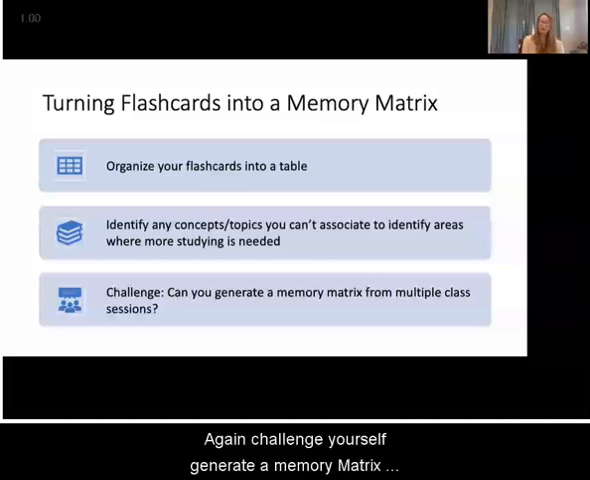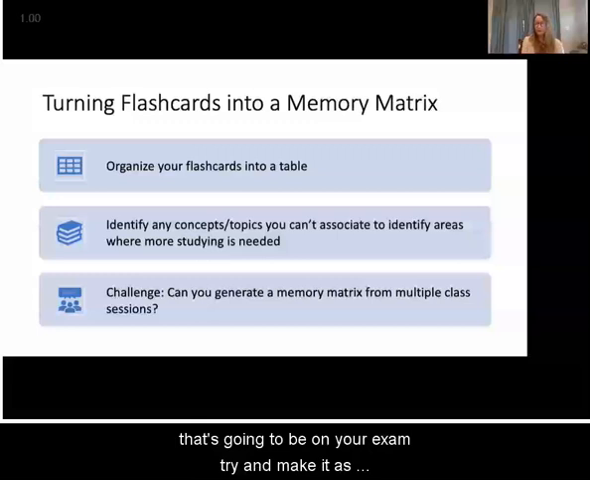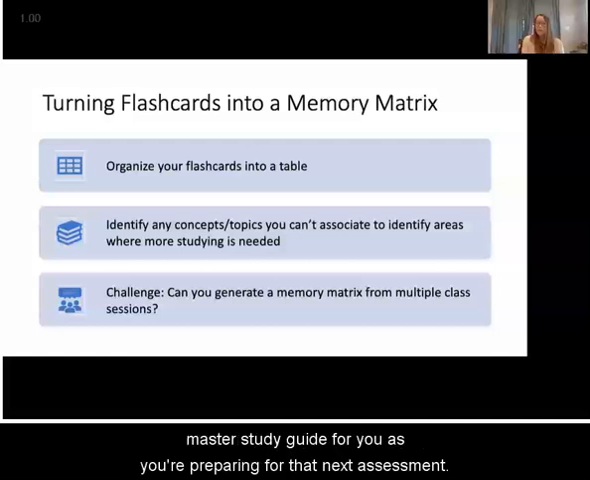Again, challenge yourself. Generate a memory matrix from multiple class sessions, maybe all of the content that's going to be on your exam. Try and make it as comprehensive as possible so it becomes almost a master study guide for you as you're preparing for that next assessment.